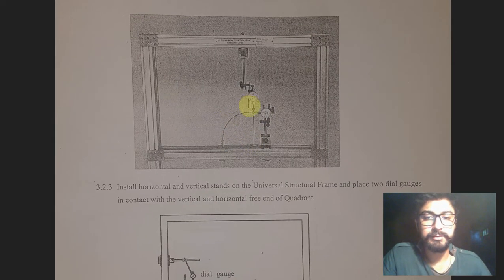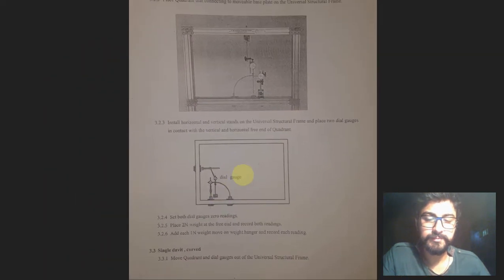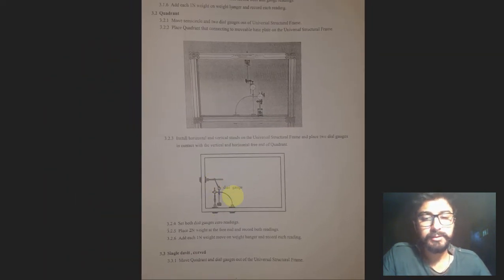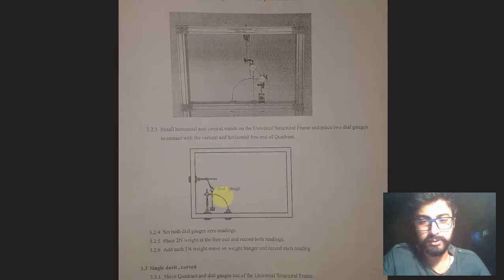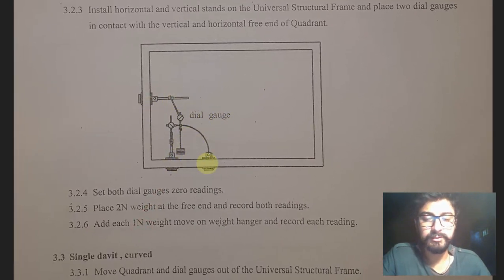Similarly, the quadrant is going to be fixed at the bottom end with the vertical and horizontal dial gauges attached. Different increments of loadings are going to be put on these hangers, and their readings are going to be noted.